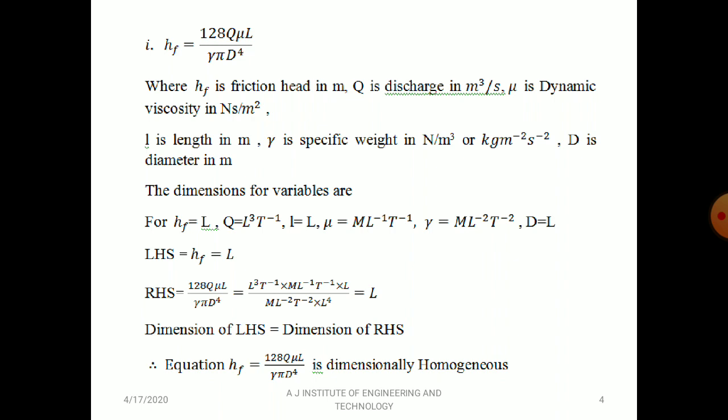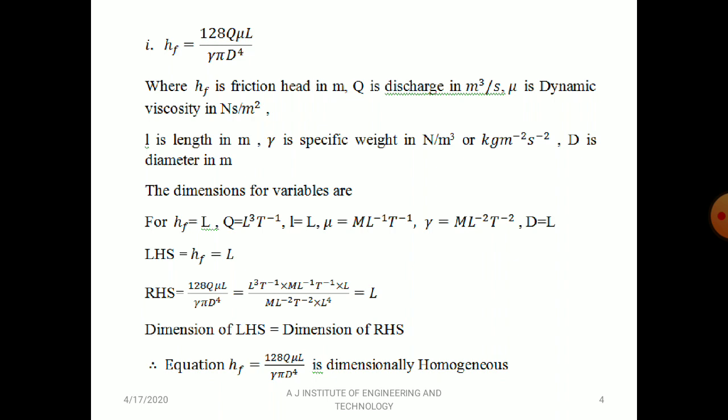So here, dynamic viscosity is Newton second per meter square, so we have to multiply Newton into second divided by meter square. So what is the final dimension? The dimension becomes m into L into t to the power minus 2, that is for Newton, into t divided by L square. Upon cancelling the same terms, we get the dimensional expression for mu as mu equal to m into L to the power minus 1 into t to the power minus 1.